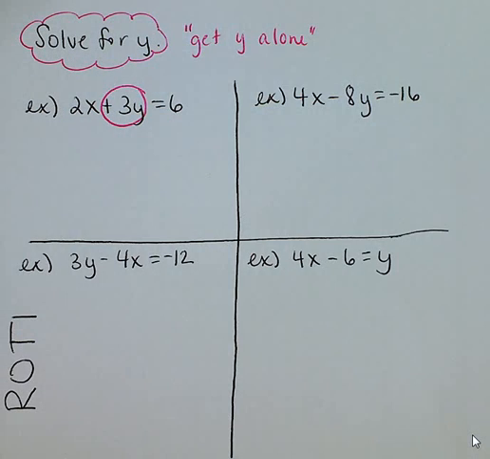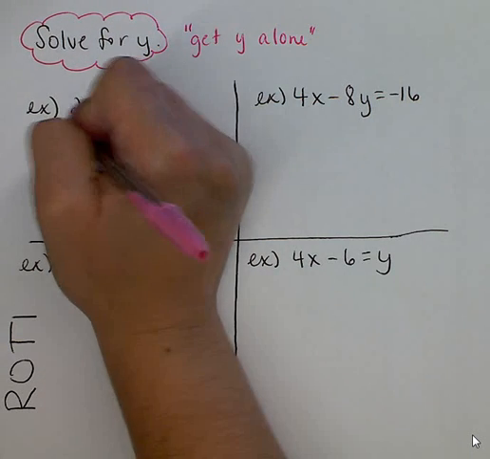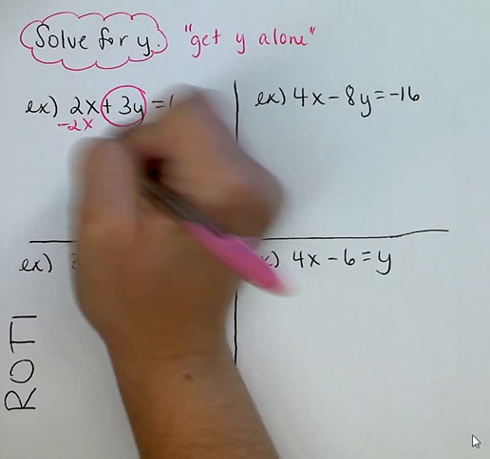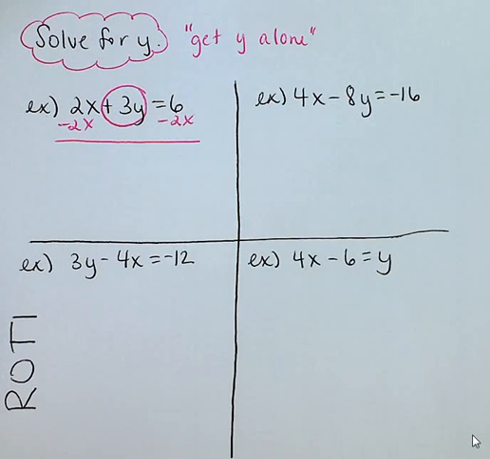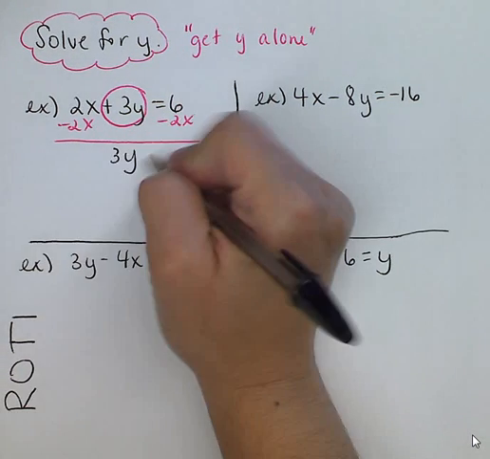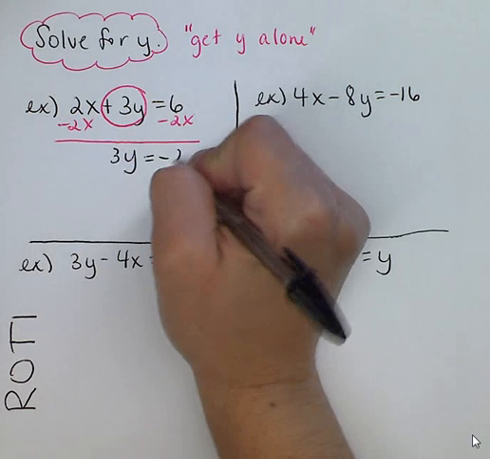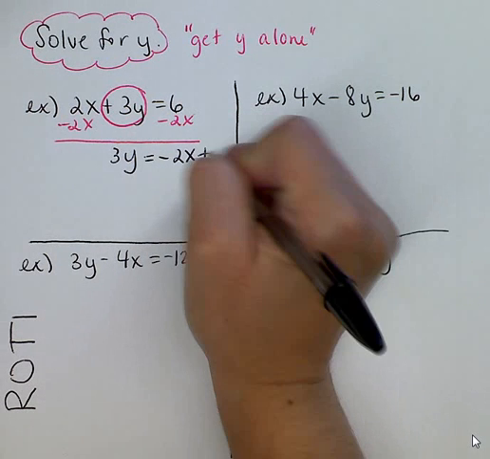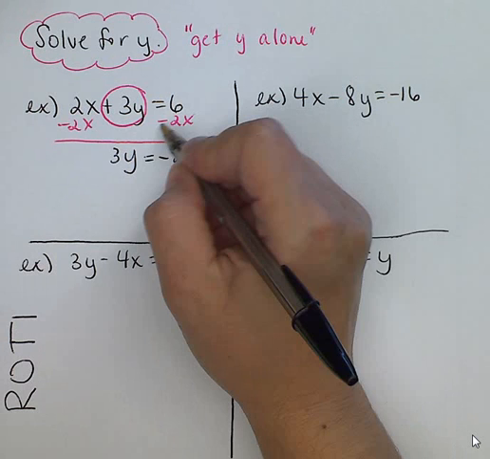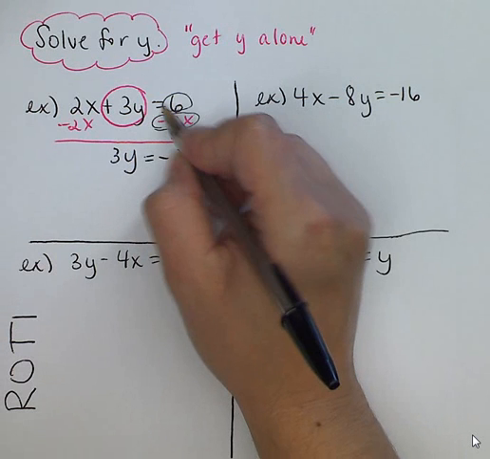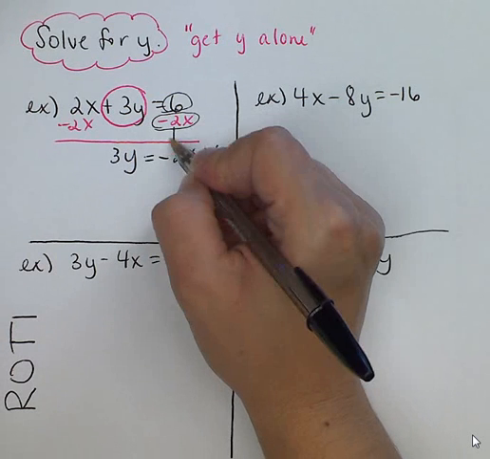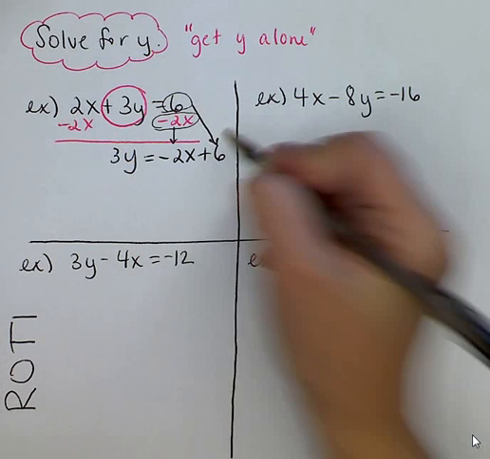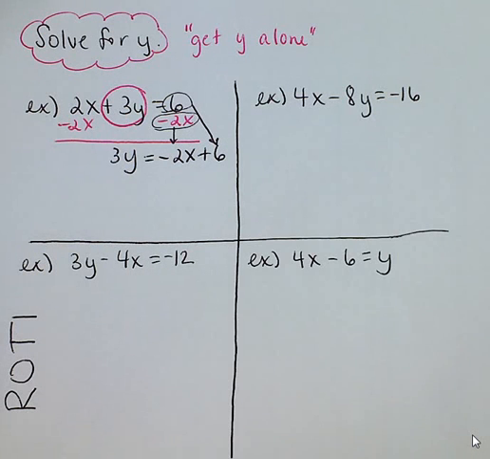So to get rid of the 2x, we're going to subtract 2x from both sides. That's using the idea of the inverse. We're going to bring down 3y. And on the right-hand side, we're trying to get it into y equals mx plus b form. So I'm suggesting that if you circle both of these terms, to put the x term first and the constant term last, you'll be setting yourself up for y equals mx plus b form better that way.